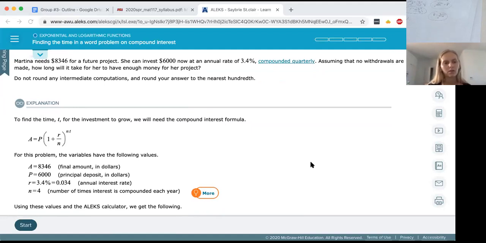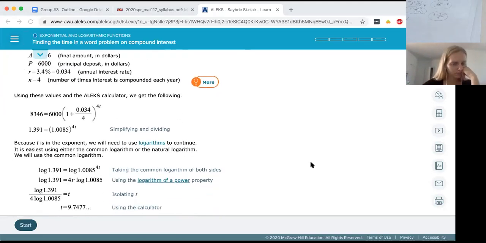All right, so using the more complex formula. You got your principal deposit, your final amount, your percentage rate, and the number of times that's compounded each year. That's not too bad. So plugging those numbers in. Oh, and then you had to solve for T there by making it a log problem. Let me take a picture of that.